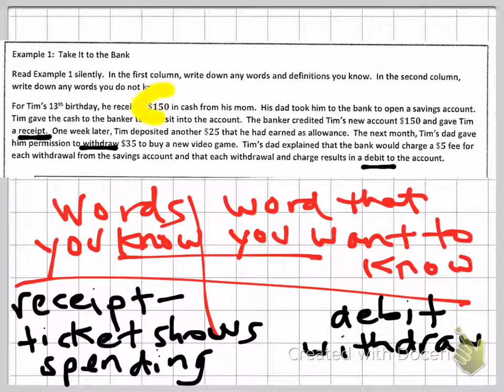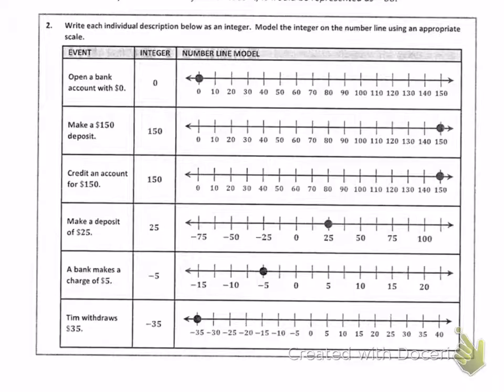Remember, the cash he received for his birthday was $150. So this is where he makes the deposit of $150. When you see the keyword deposit, that means positive. So we jump from showing 0 up to the 150, okay, in the positive. So that's on the right of 0.